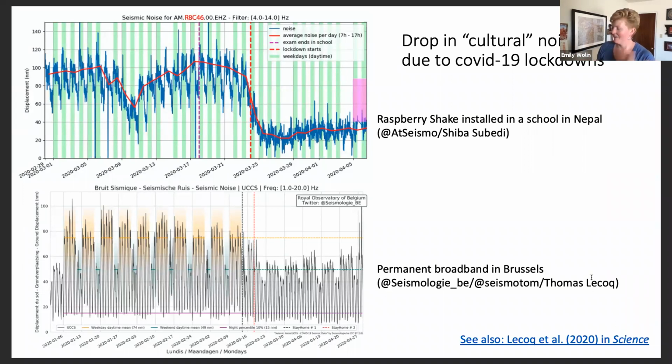Here's another plot from Thomas Lecoq in Brussels, again showing that huge drop in seismic noise once the lockdown was implemented. This is a slide I made last year. This type of work has now been turned into a really neat paper published in Science. You can look up that reference and take a look. It's a really neat paper looking at data from a number of different stations around the world, documenting how decreasing human activity changed the noise recorded at these seismometers at high frequencies.